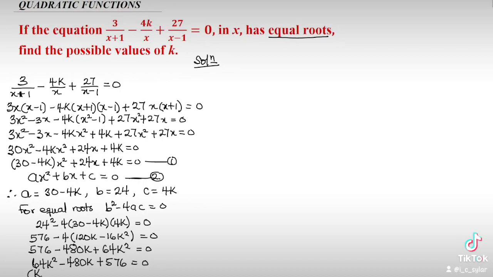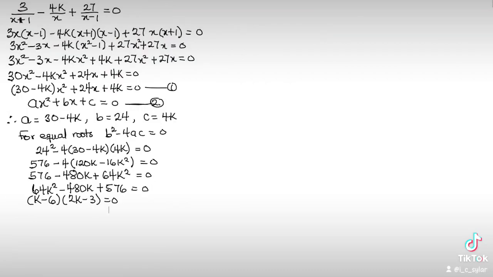So when I solve this, my factors would be k minus 6 and then 2k minus 3, and this gives me 0. All right, so let's see. k minus 6 equals 0. k gives me positive 6, and then 2k minus 3 equals 0. k gives me positive 3 out of 2. So therefore the possible values of k are 3 out of 2 and 6.